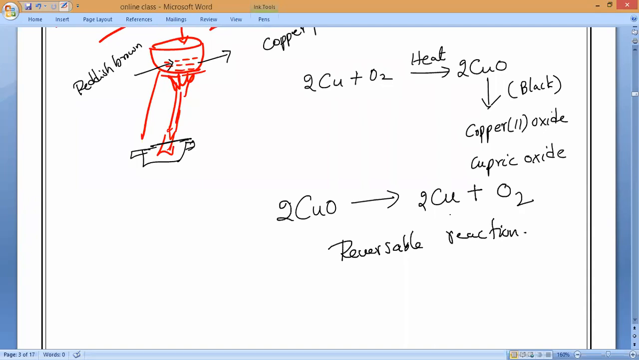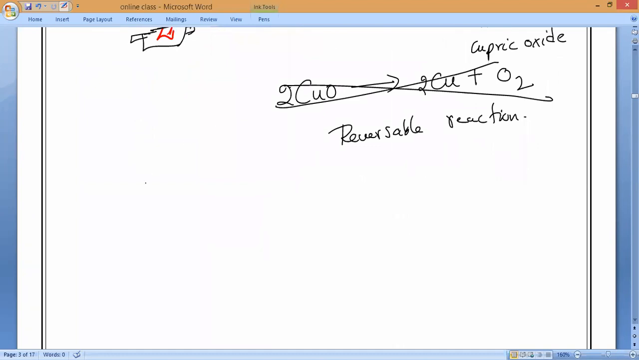But if you want to get copper back from copper oxide, the reaction is not carried out by direct decomposition. When hydrogen gas is passed over copper oxide along with heating, a reaction takes place. What will the products be? Now the black coating of copper oxide will be removed.